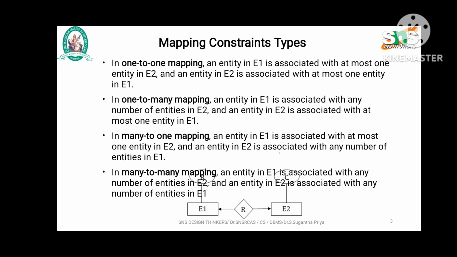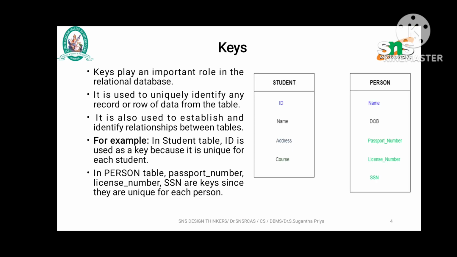In many-to-many mapping, an entity in E1 is associated with any number of entities in E2, and an entity in E2 is associated with any number of entities in E1. This is called many-to-many mapping. Keys. A key plays a vital role in a relational database. It is used to uniquely identify any record or a row of data from a particular table in a database, and also to establish and identify the relationship between the tables.